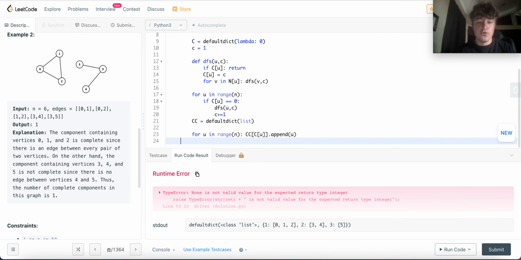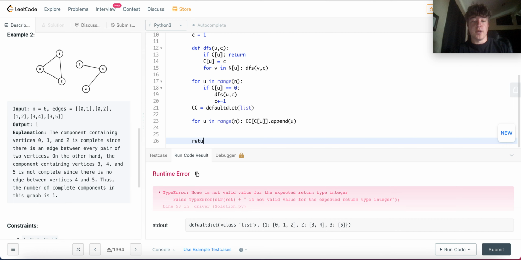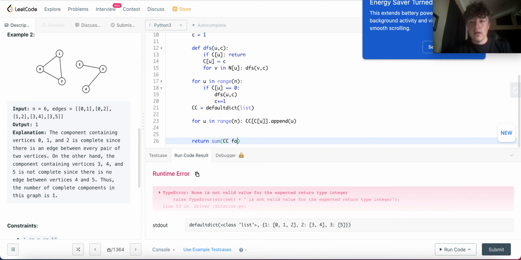Okay. So to do that, what we'll do is we'll do this in one line because we hate ourselves. So we'll look at each connected component. We'll look at each component in connected component dot values, right? Because we don't really care about the color, we just care about the elements that are connected. So we'll look at this component, 0, 1, 2, then 3, 4, then 5.